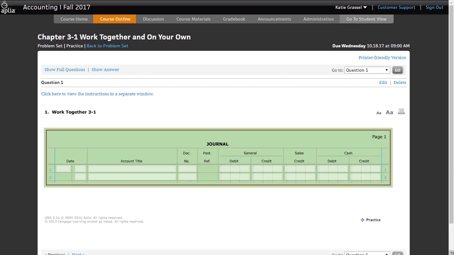Here on the left-hand side, you're going to find that we have a date column. There are two columns for the date. The first column is going to be the month, and the second column is going to be the day. So for example, we could put in March, and then here would be the 7th. You are going to use one journal page for each month. So at the end of the month, you would have a total, and that total gives you valuable information.